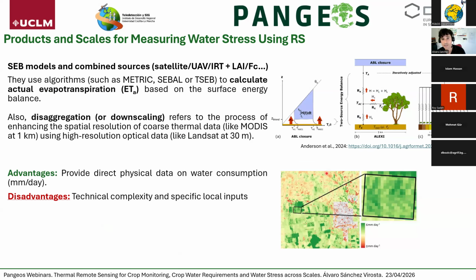And finally, the surface energy balance models. Now we are using a lot the two-source energy balance models and the simplified two-source energy balance models. They use thermal measurements, but also optical or biophysical measurements and meteorological measurements. The good thing is that they allow you to calculate actual evapotranspiration, so they provide water consumption or water use directly. So that is very useful. But they also have a technical complexity. We need to understand how they work and the algorithm, and you also need some specific local inputs, especially meteorological data. Another way to refine the scale of thermal images is to use disaggregation techniques, using optical data and their physical relation with thermal data to refine the spatial resolution.